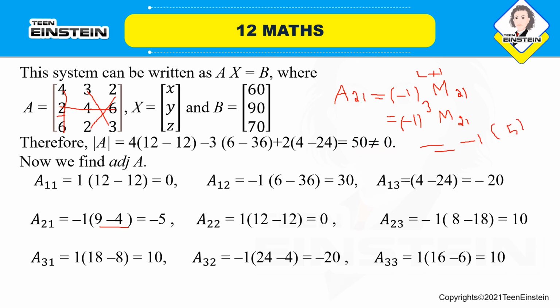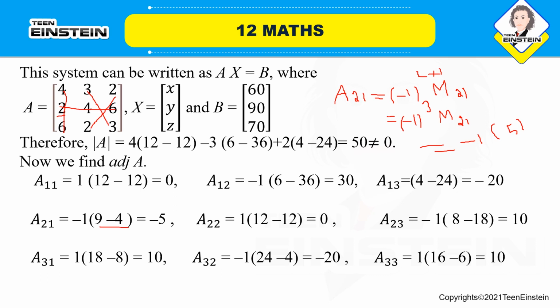Next, the cofactor of small a22 is capital A22. For this position, we have a positive sign. So plus 1 into 12 minus 2. On simplification, we get 0. Next, the cofactor of small a23 is capital A23. For this position, we have a minus sign. Minus 1 whole to the power 2 plus 3 gives you minus 1 into 8 minus 18. So this is 10.